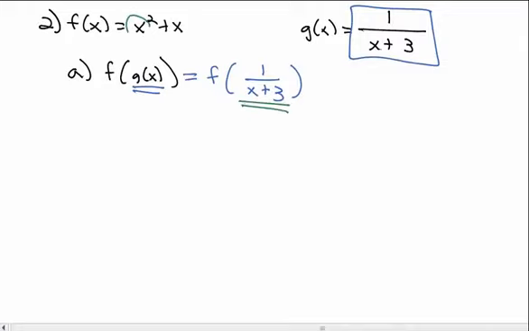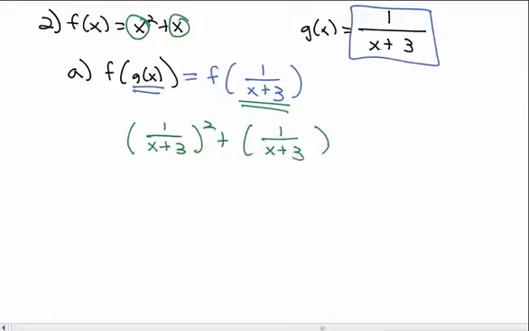So that fraction goes into replacing both x's. So f is stuff squared plus stuff. That's 1 over x plus 3 squared plus 1 over x plus 3. We could stop there. Let's do a little simplifying, though, just to practice our algebra with fractions. Squaring both top and bottom, we have 1 over x plus 3 squared plus 1 over x plus 3.